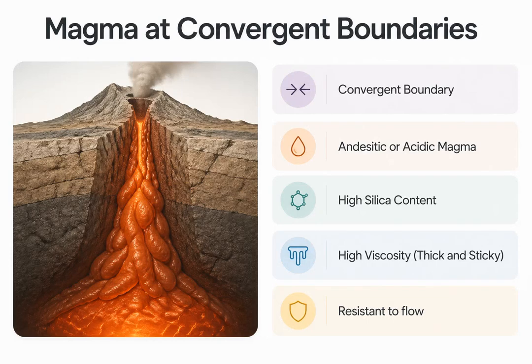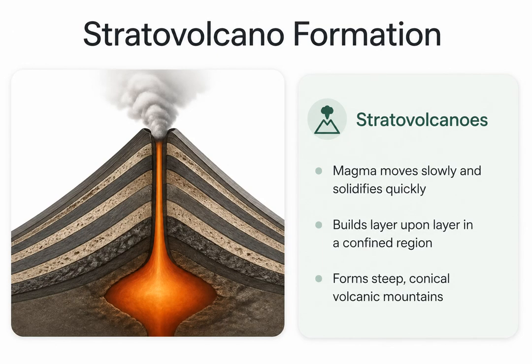On the other hand, the magma found at convergent boundaries behaves completely differently. Here, the magma is andesitic or acidic. Because it is formed from the melting of crustal plates rather than mantle rock, it has a much higher silica content. This high silica concentration makes the magma highly viscous, meaning it is thick, sticky, and highly resistant to flow. This high viscosity changes everything about how the volcano forms.